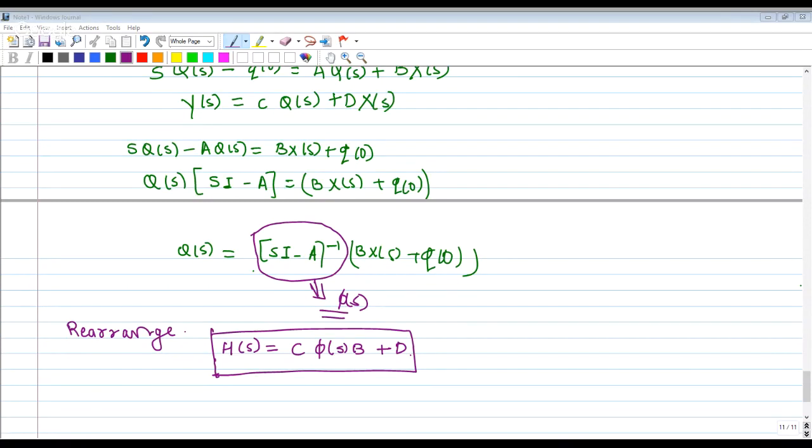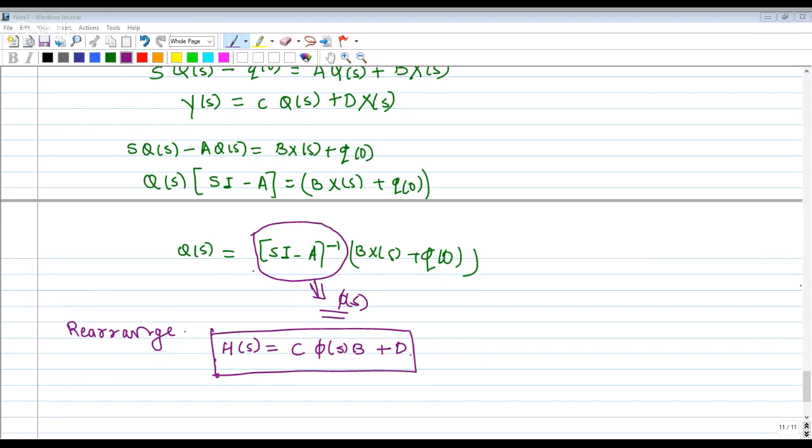When you remove q of s and pull it out, what remains is all 1s, so that 1 is nothing but your I, that is the identity matrix. So this is what my transfer function is all about.